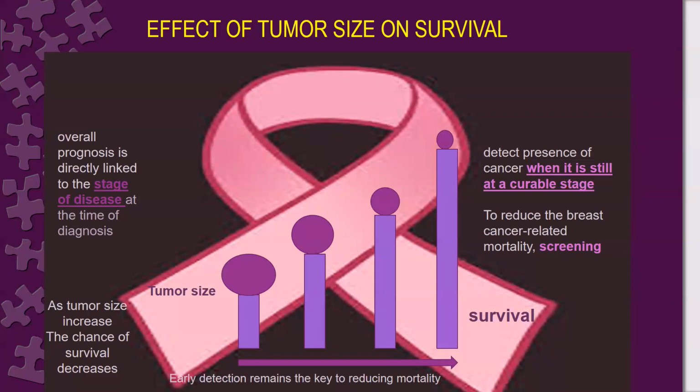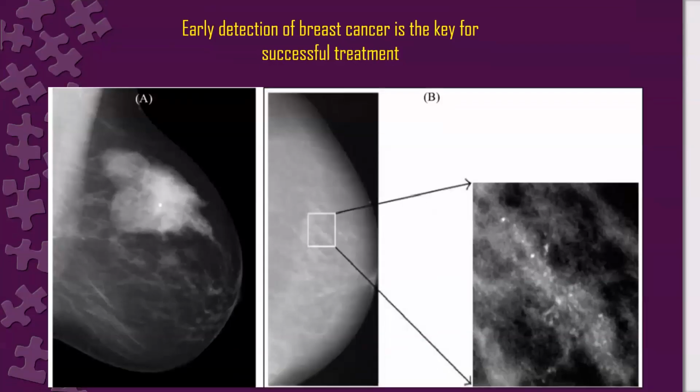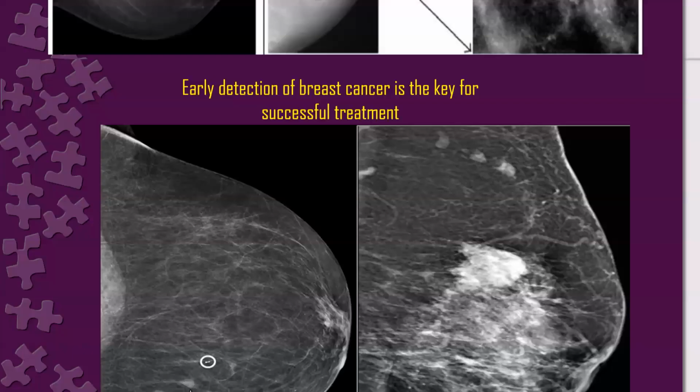So as you know, tumor size has a reciprocal relation with survival, and we are aiming to pick up the cancer as small as possible to improve the patient's survival. This can be achieved by early detection using mammography. Here we can compare a large palpable cancer in the left breast in image A to a non-palpable cancer presenting as segmental asymmetry with segmental polymorphic calcification.